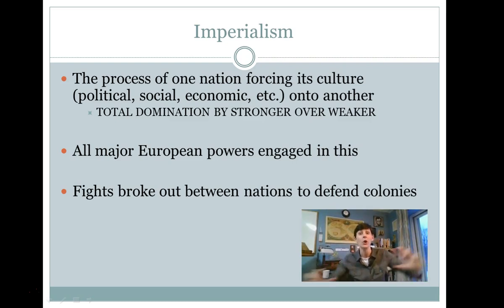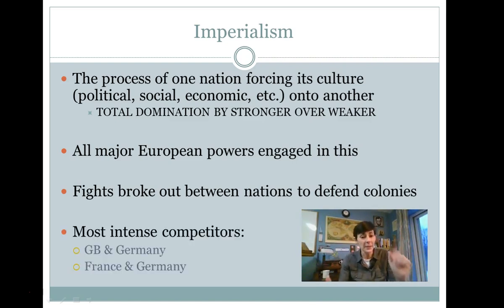So this is how you get the World War idea, because World War I was literally fought over the planet. And the most intense competitors, surprise, surprise, were Great Britain and Germany, and also France and Germany. Okay, so those were the most intense people that you got to pay attention to when you're thinking about imperialism.